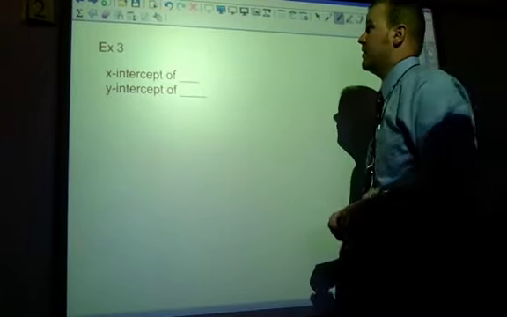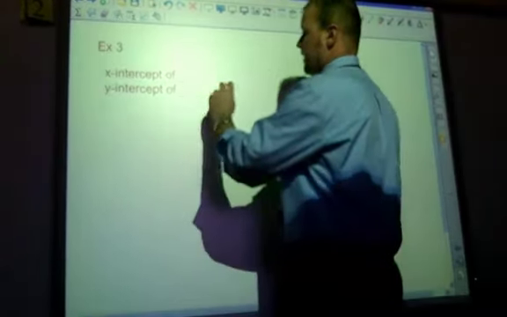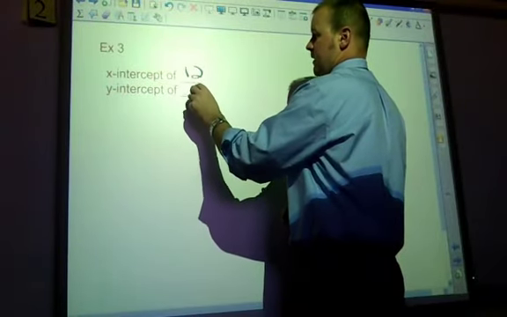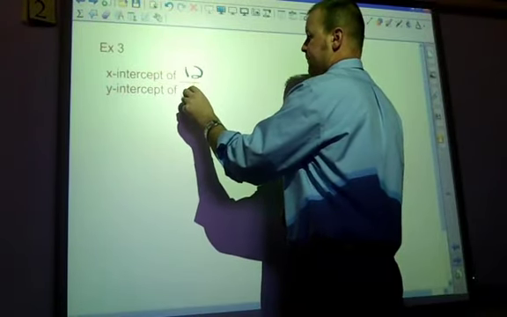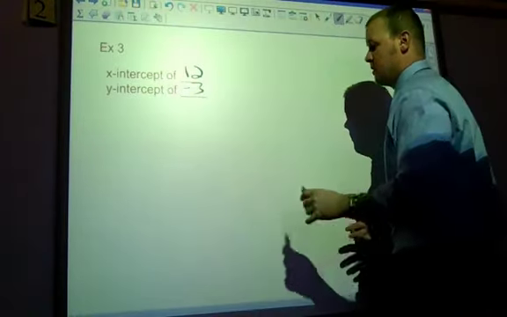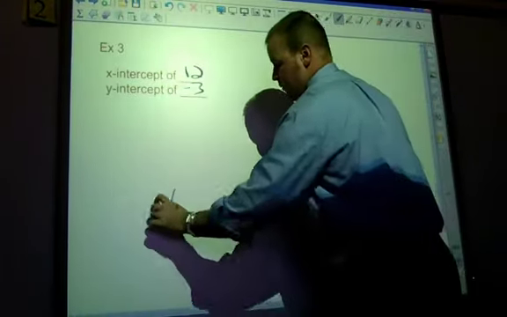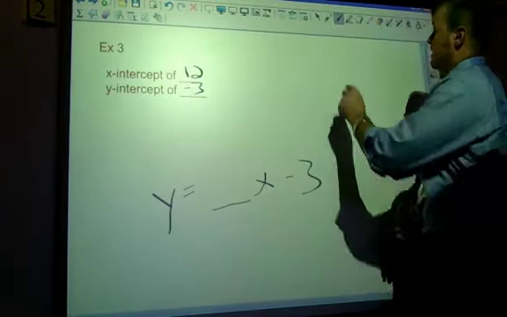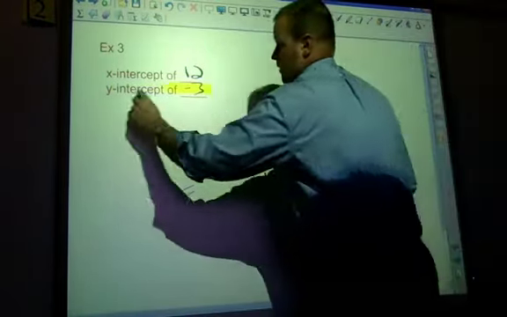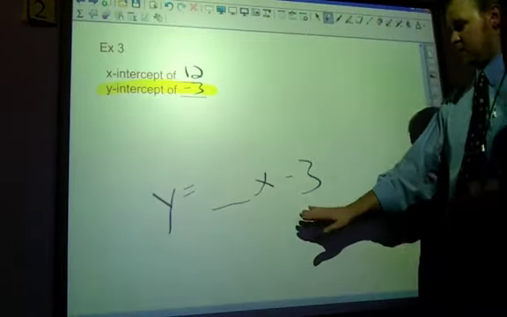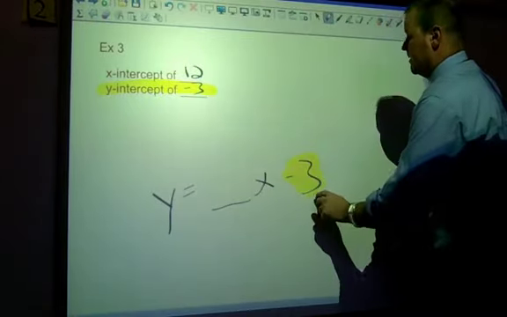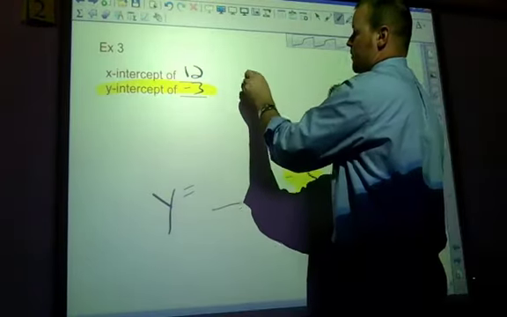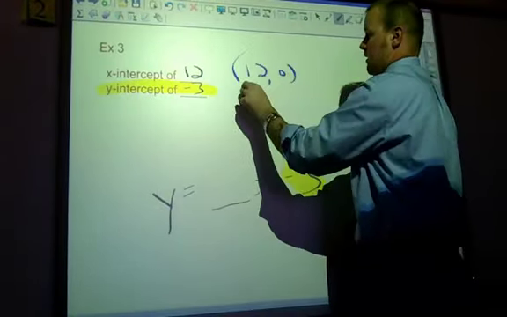So if we try that again, let's use an x-intercept of 12 and a y-intercept of, let's say, negative 3. So right now I know I'm going to have y equals something x minus 3. Y-intercept of negative 3, so I can already plug that in. So a nice shortcut when they give that to us. X-intercept of 12, that means (12, 0).